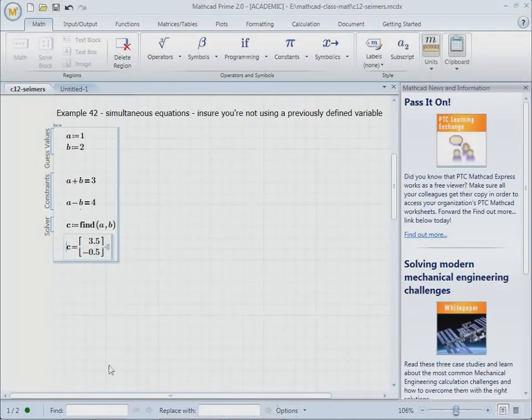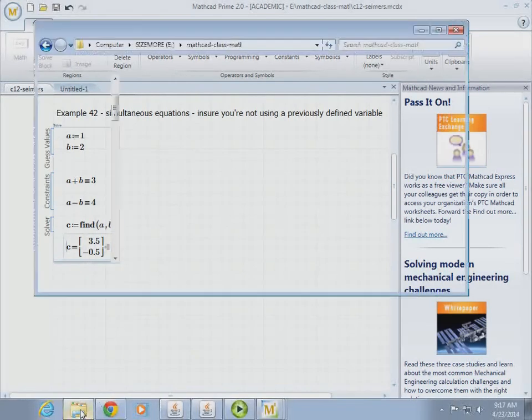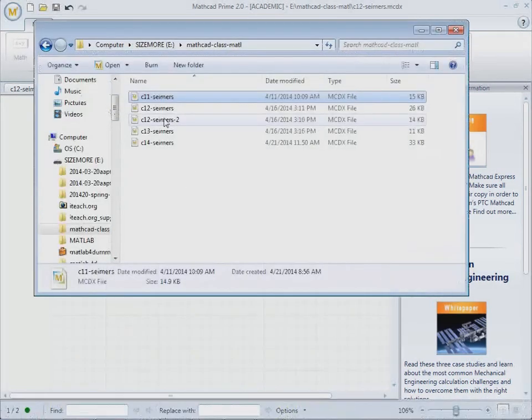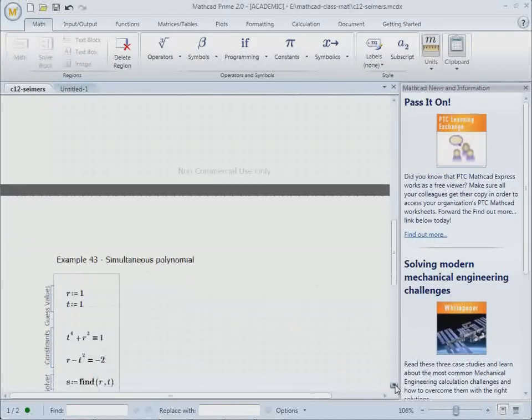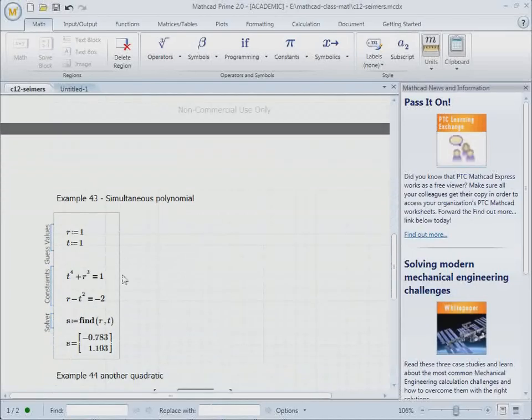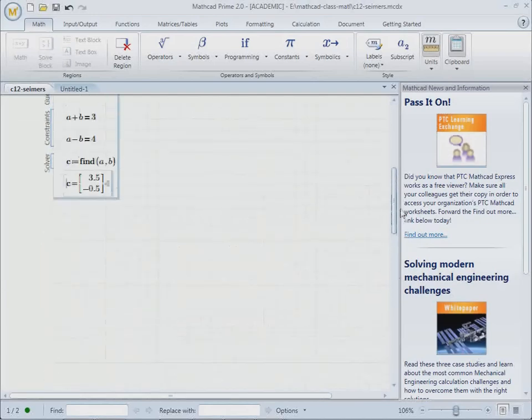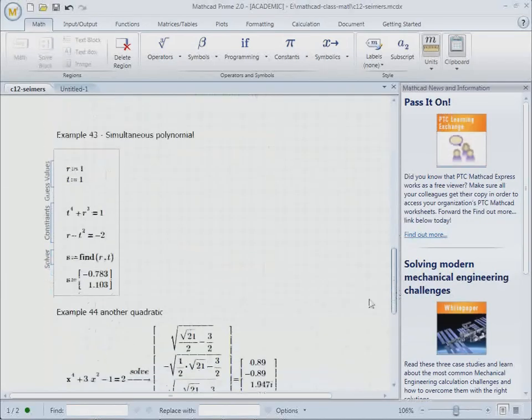Now, let's get over to here. I have a second part. Let's see. Do I have more on this worksheet? Yeah, I do. Polynomial. So you've got these two simultaneous linear equations. These are two simultaneous nonlinear. Basically set it up the same way. Enter your seed values here, your equations here.